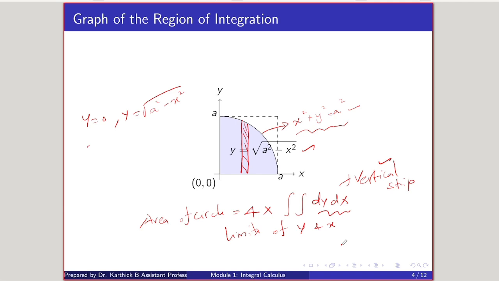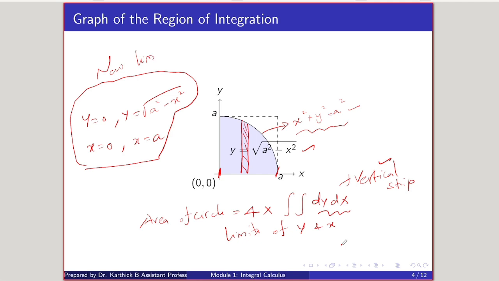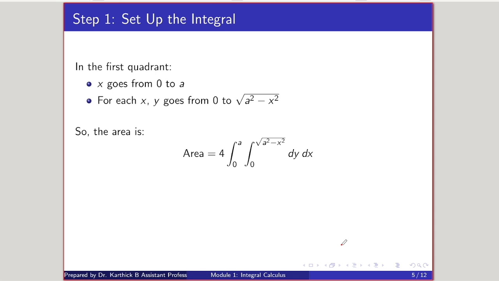Now next we need the limits of x. So this is the region. Here the x value is varying from 0 to a. So the lower limit will be 0, the upper limit will be a. So these are the new limits. You understand? So with this I am getting that area equal to 4 times the integral of x from 0 to a and y from 0 to square root of a square minus x square.